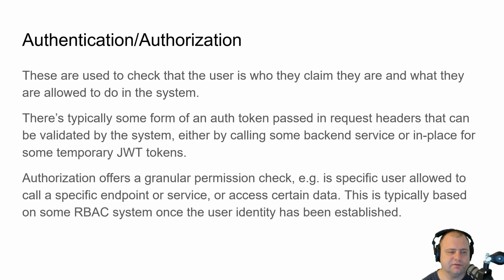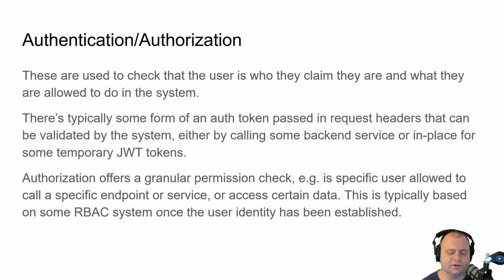Let's talk about authentication and authorization. These are used to check that the user is who they claim they are and what they're allowed to do in the system. There's typically some form of auth token passed in request headers that can be validated by the system, either by calling a backend service or in place with some temporary JWT tokens, for instance, that can be issued and be valid for 1 day, for example, or 7 days, or maybe even 1 hour. It can be configured. But the basic idea is that you may have some system which allows validation without calling any backend services, which can be pretty powerful and make it more resilient to failures.